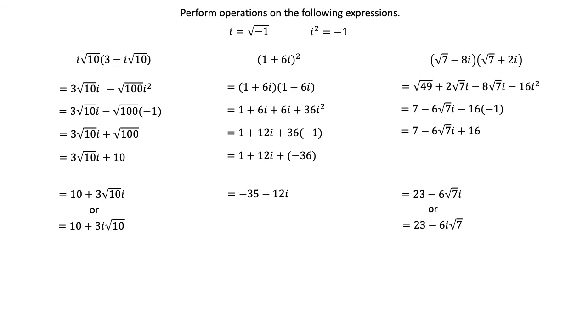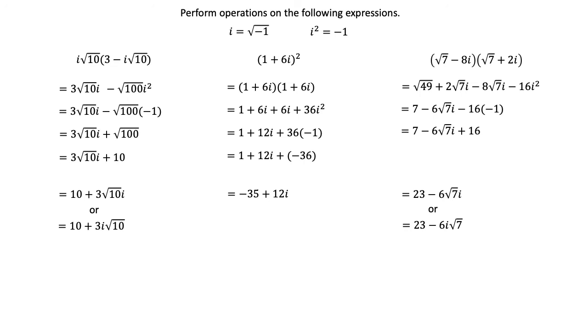All right, and here you are. The first answer, 10 plus 3 square root of 10 i, could also be written 10 plus 3i square root of 10. Your second answer, you ended up having to square a binomial and use the FOIL method or the special products. And in your third example, you do have a square root of 7 times the square root of 7 equal to a positive 7 there.